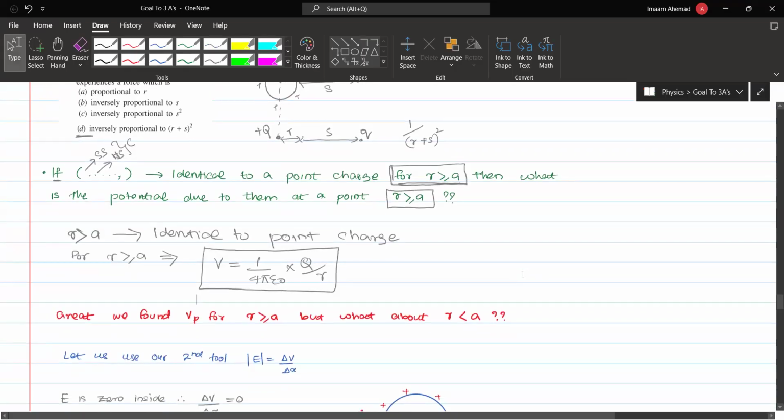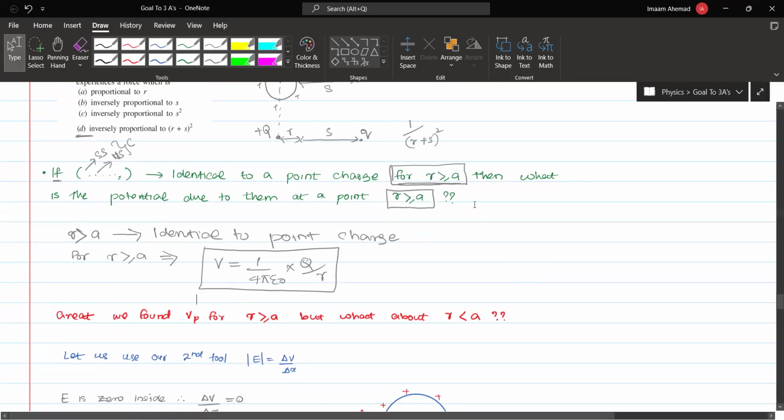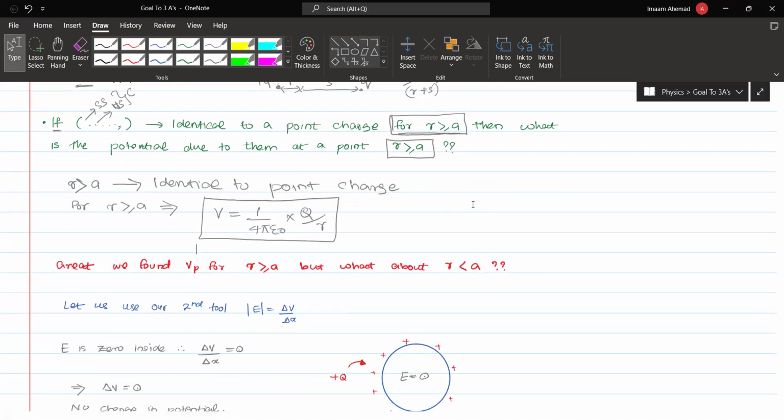Although we said that the point charge equation is not valid for other types of charges, for some situations it is valid, right? That is what you have to understand: under which condition those equations are valid. If you understood that properly, then you can easily do these questions.